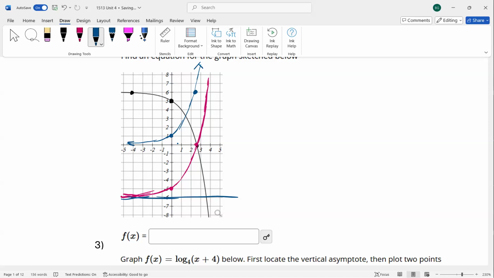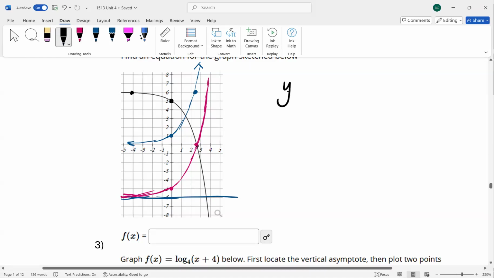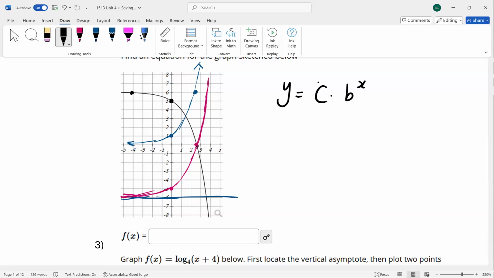And that's exponential. So I would say the function is going to be exponential. It looks like this. And the c is going to be negative because it flipped with respect to the x-axis. And also shifted downwards 6 units.